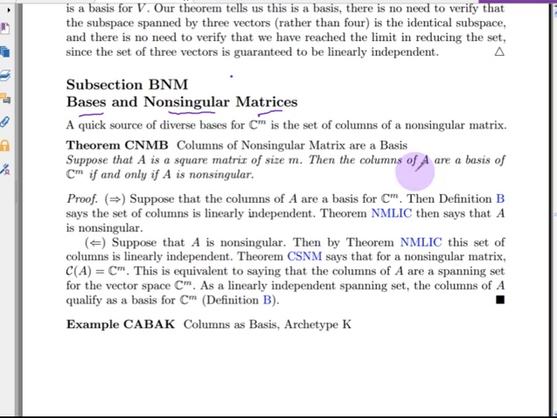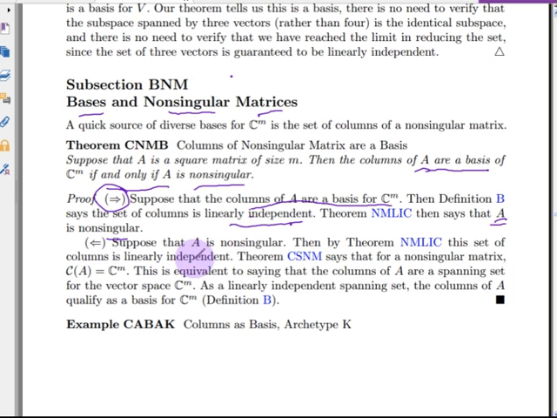All right, so how are we going to prove this? We want to show the columns of A are a basis of C^m if and only if A is non-singular. So first let's prove the forward implication. First, suppose that the columns are a basis. If the columns are a basis, that means that they must be linearly independent. If we have linearly independent columns, then we know if A is a square matrix, then A is non-singular.